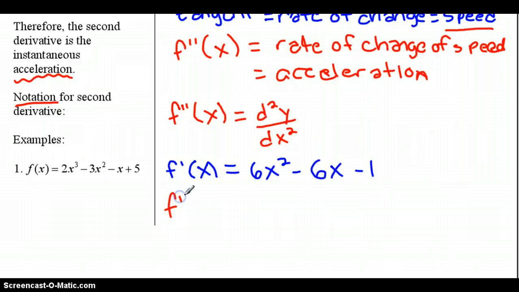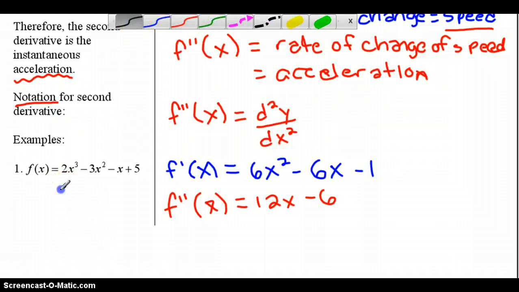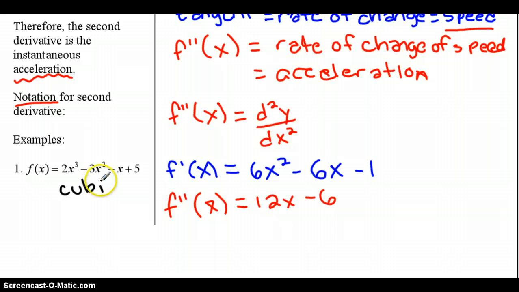And my second derivative is just taking the derivative again. So I'm going to take the derivative the exact same way, but now I'm going to have 12x minus 6. If you guys notice, every time that we drop an exponent, we've taken a derivative. So when we take a derivative, we drop one exponent. So what started as a cubic, when you took the first derivative, became a quadratic. And then I took the derivative again, and now I have a linear function.